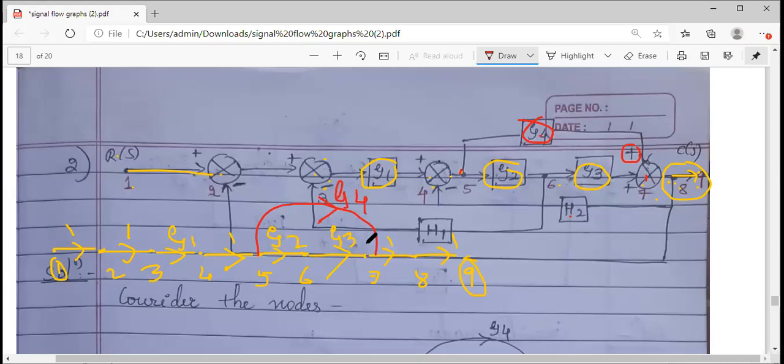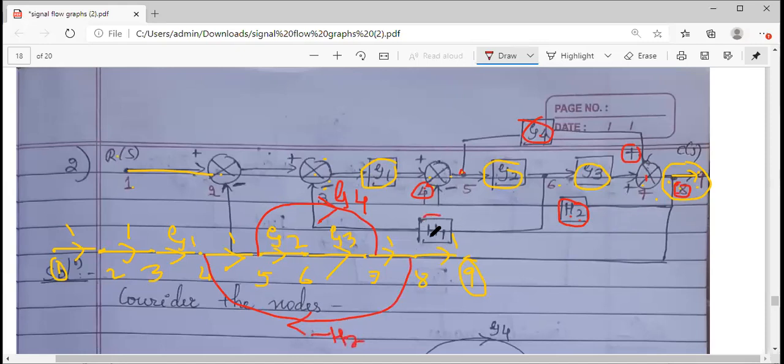Then coming to the feedback, let me take H2 first. H2 is between 8 and 4, not 5, it is 4. 5 is here. So between 8 and 4, you should draw H2, and check the sign, it is a negative feedback. That's why you should mention it as minus H2.